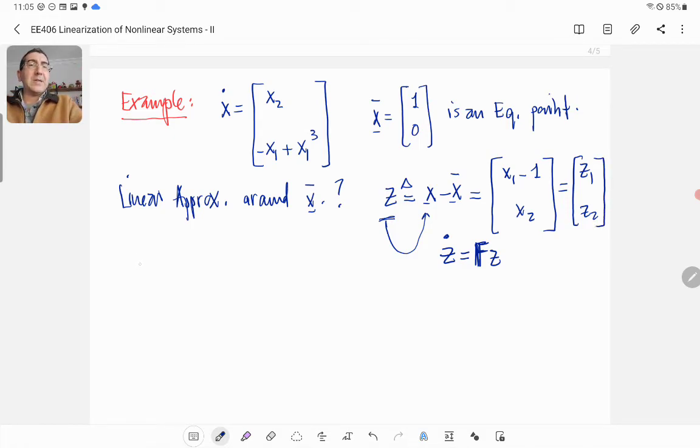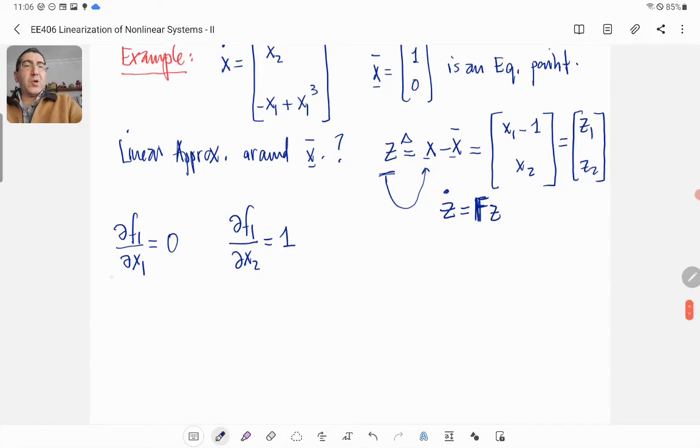Let's calculate the Jacobian matrix. So I take the derivative of f1 with respect to x1. So here is x1, f1, the first row. It is equal to x2. The derivative with respect to x1 is equal to 0. Similarly, let's take f1 function and take the derivative with respect to x2 because it's only x2. The derivative will be equal to 1. Okay. Consider the second equation, the second line. So we have df2 over dx1.